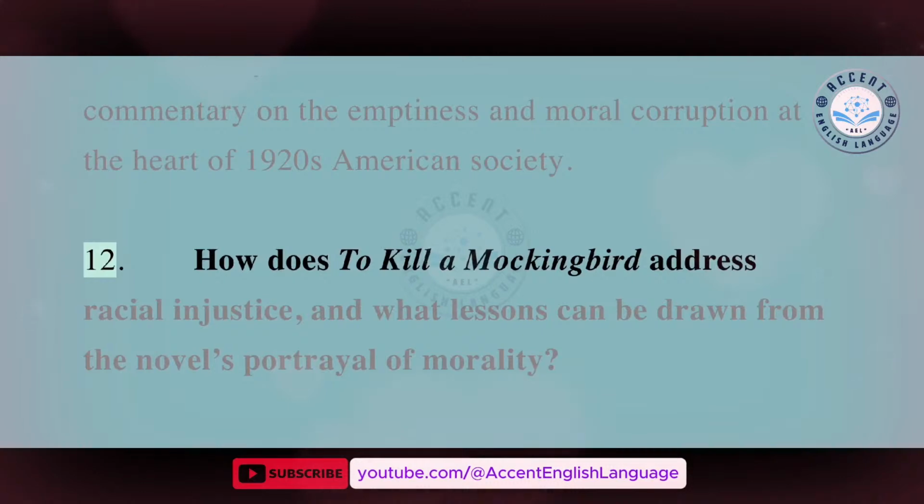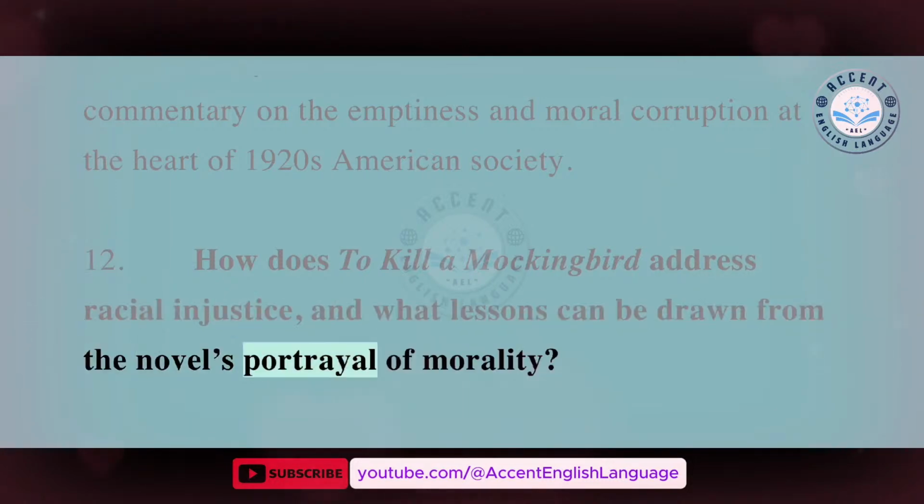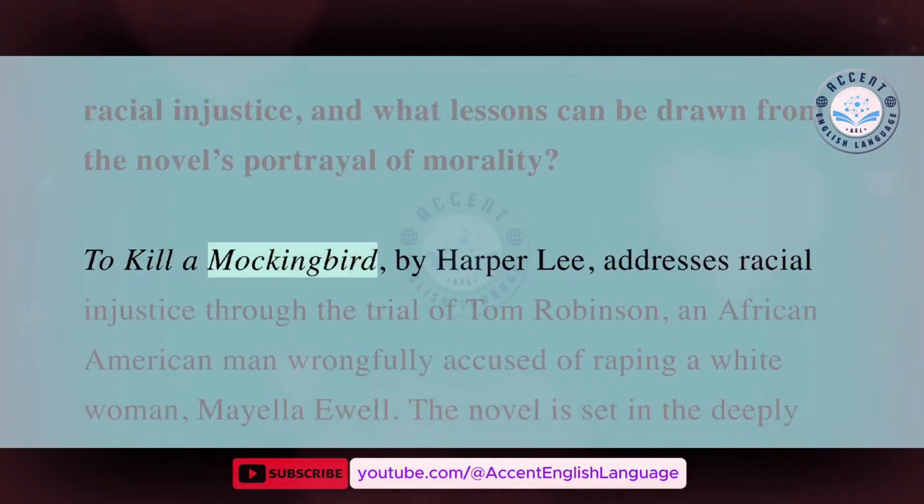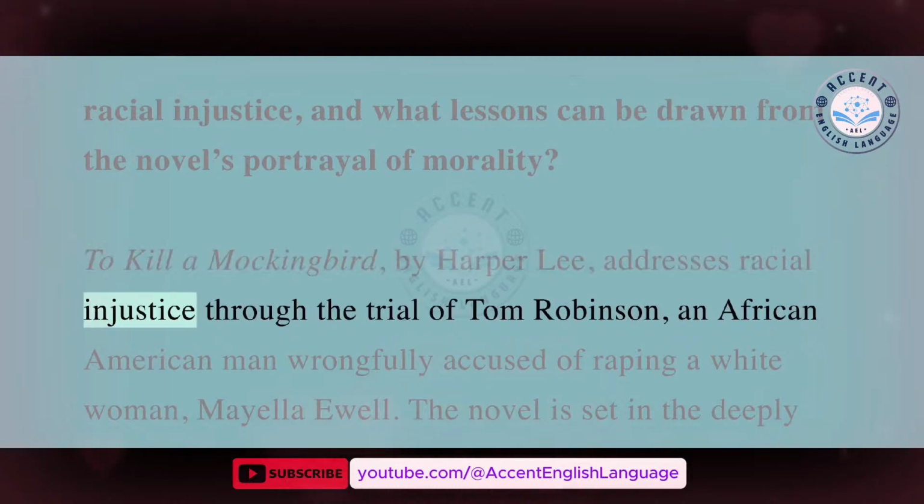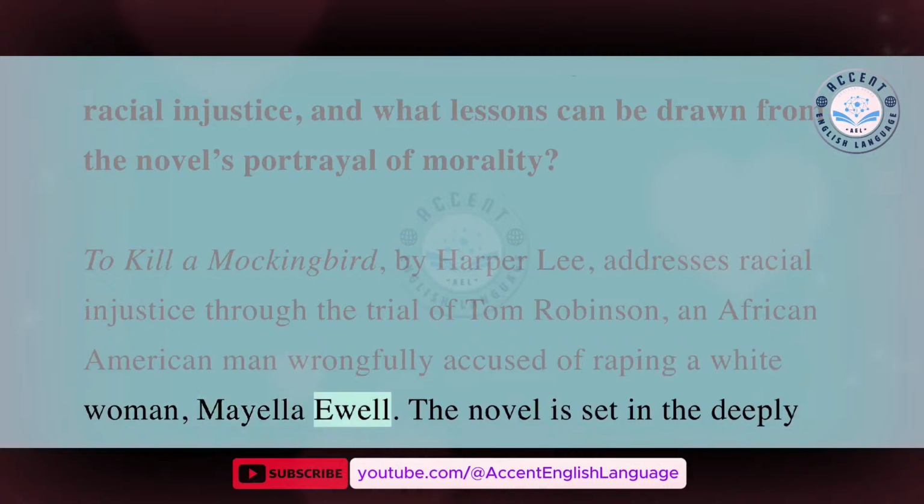12. How does To Kill a Mockingbird address racial injustice, and what lessons can be drawn from the novel's portrayal of morality? To Kill a Mockingbird by Harper Lee addresses racial injustice through the trial of Tom Robinson, an African-American man wrongfully accused of raping a white woman, Mayella Ewell.